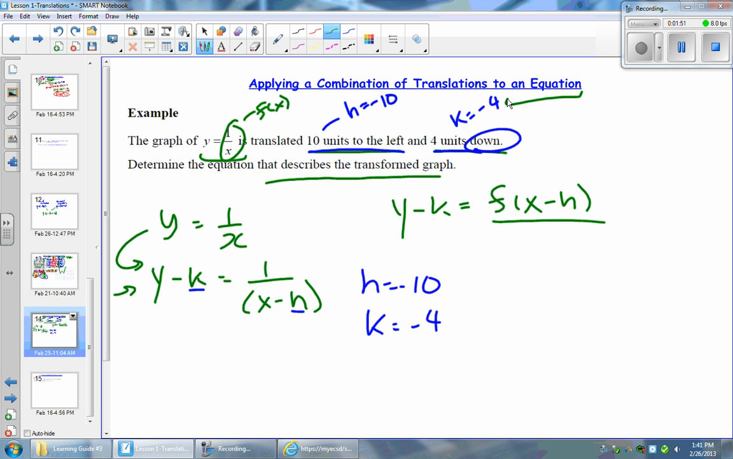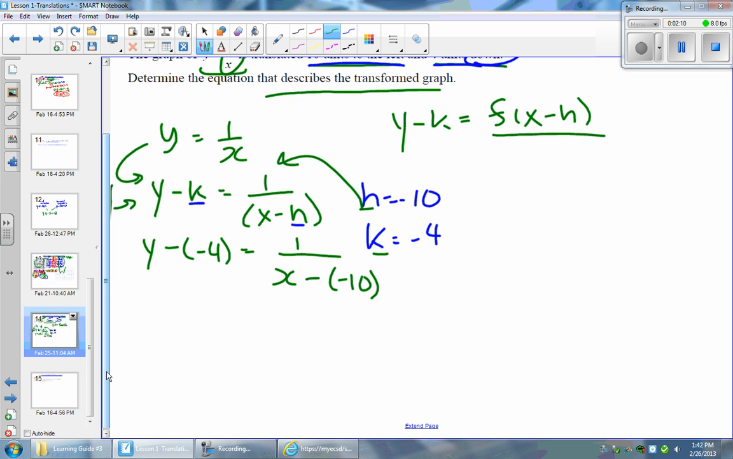These two values are simply substituted back into the transformed function. So y minus negative 4, so watch the signs please, equals 1 over x minus the h value, which is negative 10. From here, we do some simplifications. y minus the negative 4 gives me y plus 4, equals 1 over x minus a negative 10, which gives me 1 over x plus 10.